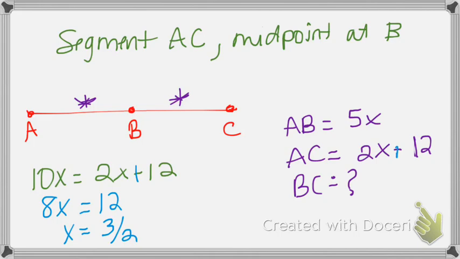So how am I going to find that? Plug it in. Plug it into what? 5x. So figure out what AB is and then double it. So AB is 5 times x. So AB is 5 times 3 halves. 15 halves is 7.5, and actually you don't double it because BC is just the second part of it. It's not the whole thing. If it said find AC, then we would double it. Okay? Any questions?